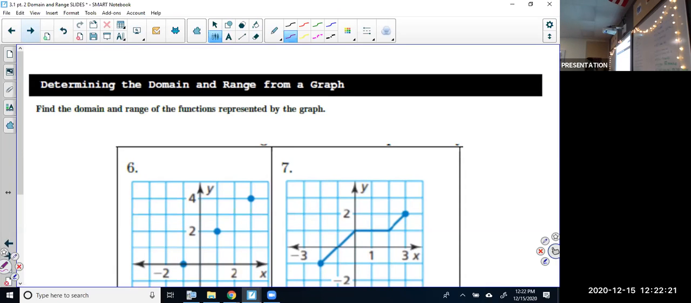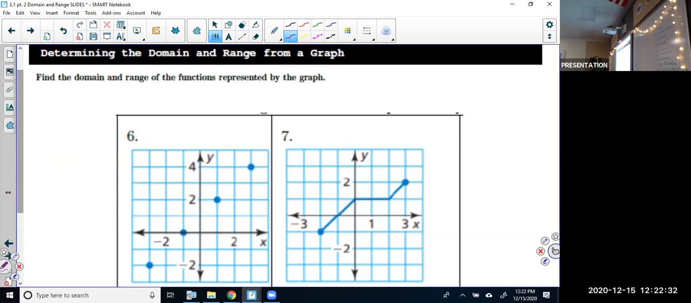Okay, determining. It's supposed to be part 1. Anyway, we're starting on number 6. Here we go. Determining the domain and range from a graph. Find the domain and range of the functions represented by the graph.